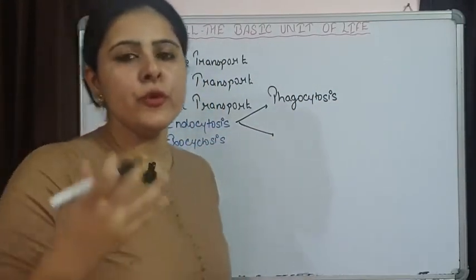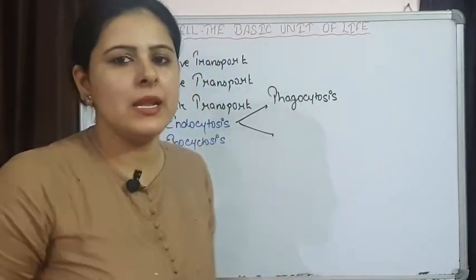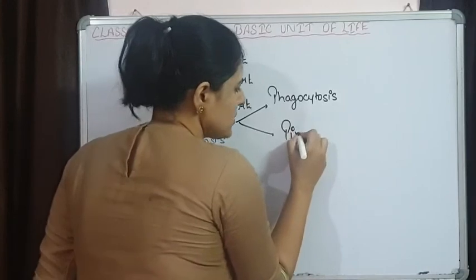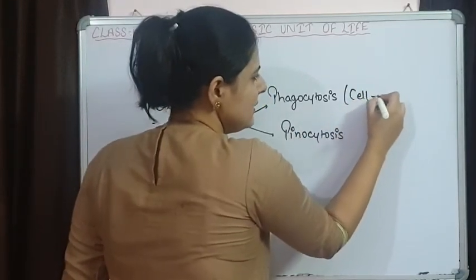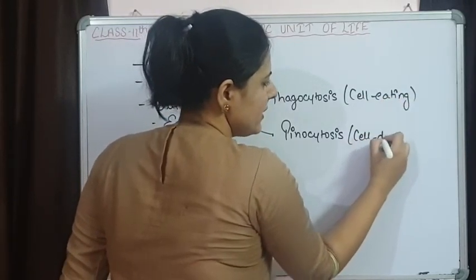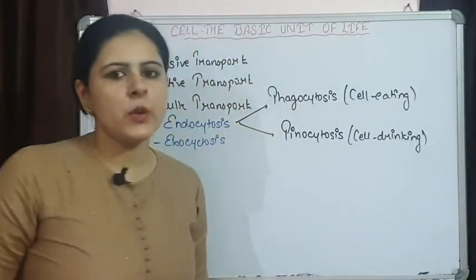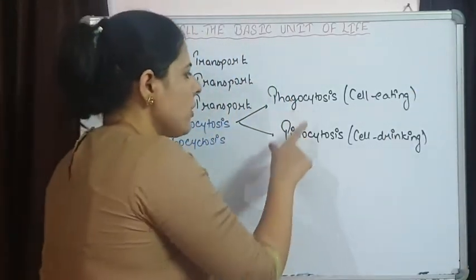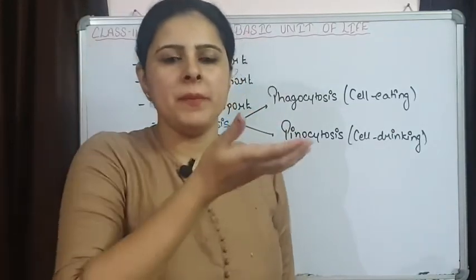And if fluid, liquid is going to be taken in by the cell, that is known as pinocytosis. This is cell eating, and pinocytosis means cell drinking, when the cell is going to take liquid substances. Now both the processes are going to occur because of the invagination of the plasma membrane.